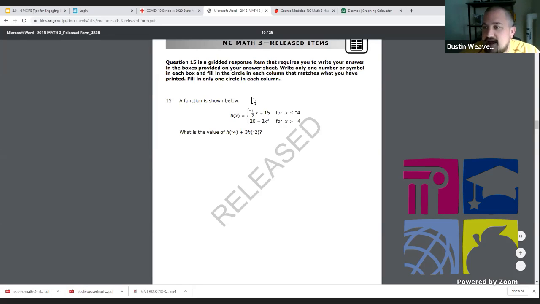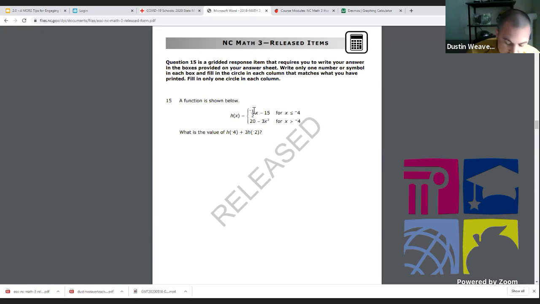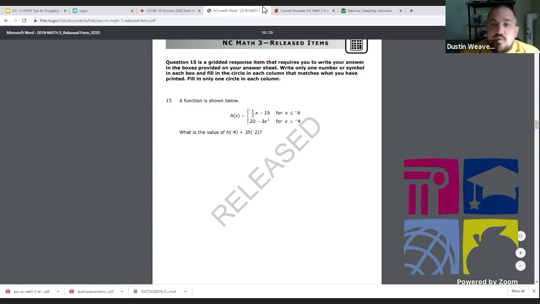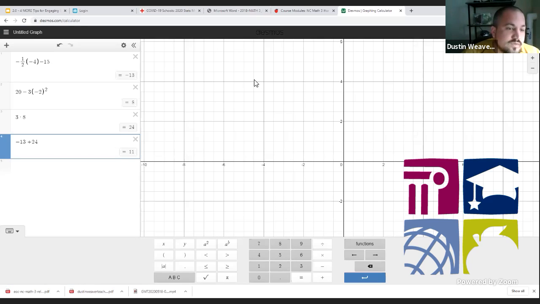Again, this was a free response question, so this would have been an open-ended question. So again, you're working a piecewise, but instead of giving you multiple choice options, they are giving you the free response question there, the open-ended. Okay, so 11 would be your final answer.